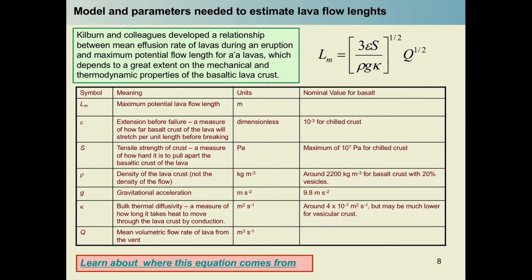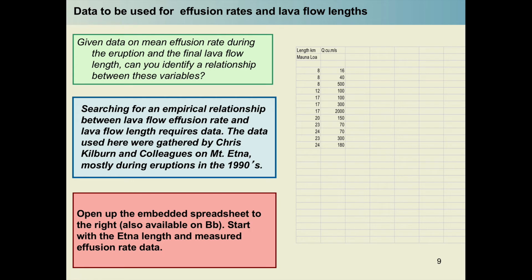Might be lower for a vesicular crust, but you're going to use this 4 times 10 to the minus 7th for your models. Q is mean volumetric rate of lava flowing from the vent in meters cubed per second, and this is a parameter that you will be given in your data set. So again, data on the mean effusion rate during the eruption and final lava flow length will be given to you, and you're going to be asked to fit a simple linear model through the given data.